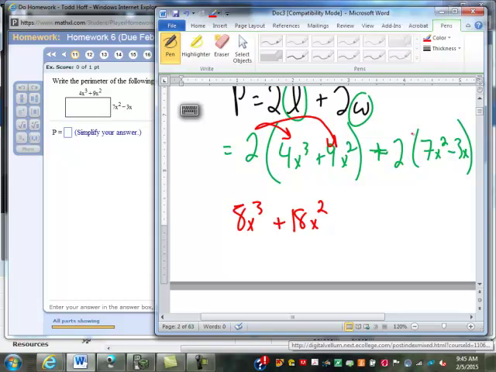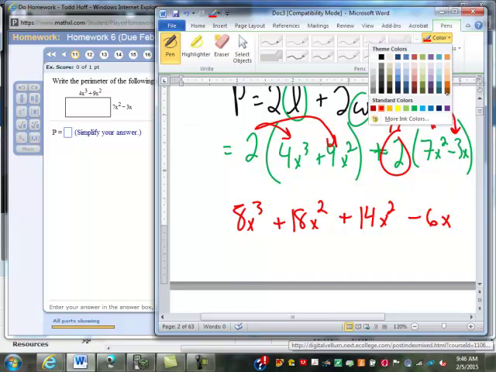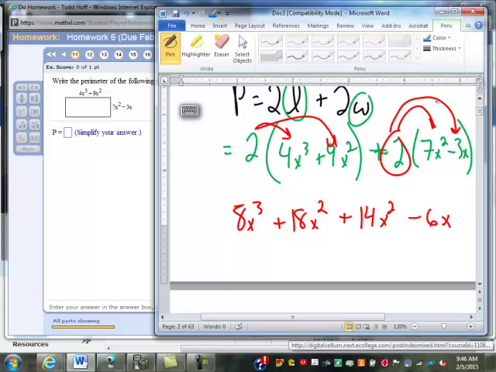Come over to this other set of parentheses. You have the 2 here. 2 times 7x squared is 14x squared. So again, it's positive, so plus 14x squared. And 2 times negative 3x is negative 6x. Are we done? I got it to there.